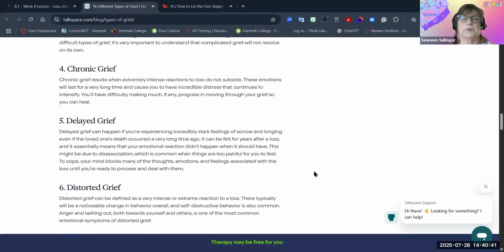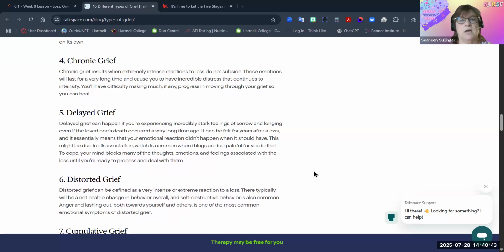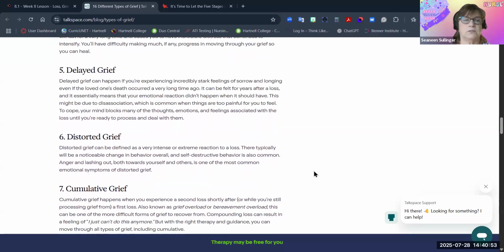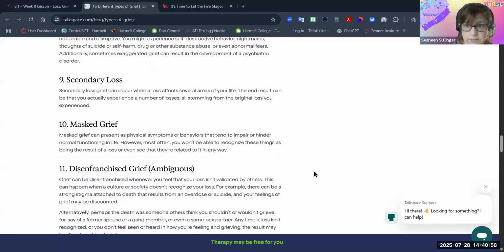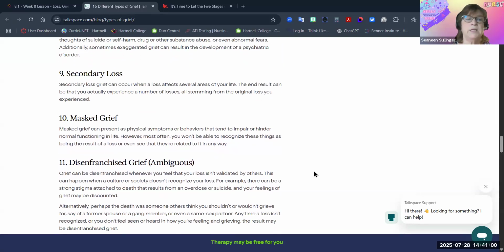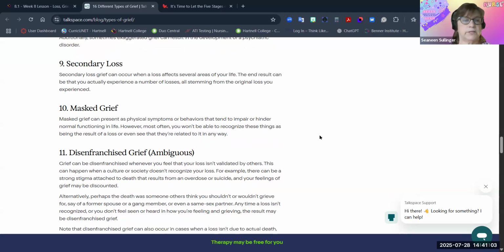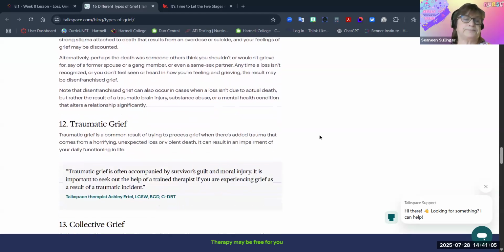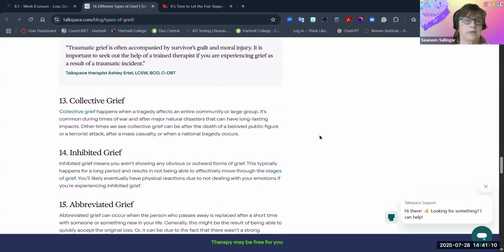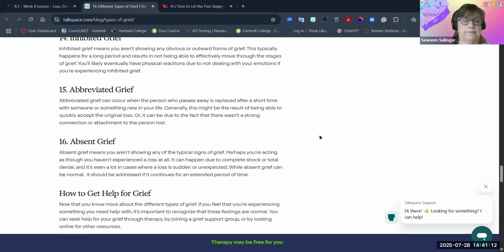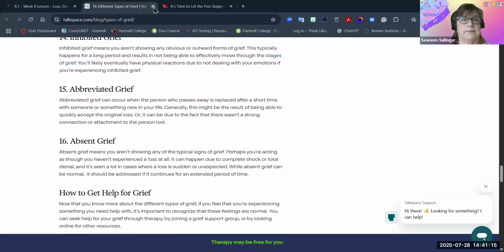Delayed grief, happens if you're experiencing feelings of sorrow and longing, even if someone died a long, long time ago, and now you have the grief feelings of that. Distorted grief, cumulative grief, exaggerated grief. You don't need to know all of these, just the complicated, anticipatory, the disenfranchised grief, this one, which is ambiguous, trauma, collective grief, entire community, inhibited or abbreviated, and absent grief. And then it gives you some resources there as well.